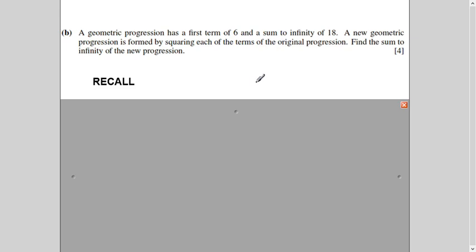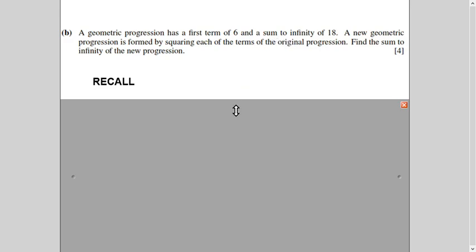So right now we know only A, we don't know R. So we need to find out R also, because we have to find out the sum to infinity of the new progression. So we have to find out A and R of the new progression, right? Only then we can apply the formula.